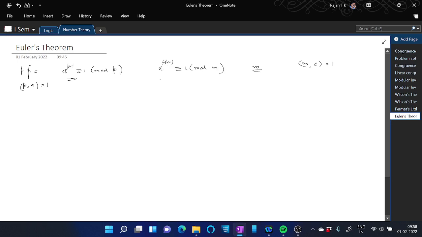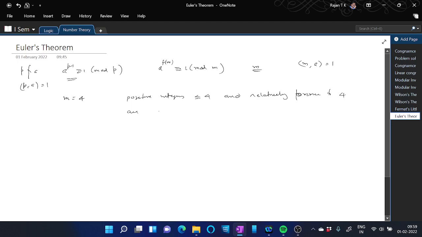So before going to the theorem, let us make certain observations by taking some numbers like M equal to 4, M equal to 9, 12, etc. Let M equal to 4 first. Then our aim is to find such a number Fm such that A raised to Fm is congruent to 1 modulo M. When M equal to 4, we look at the positive integers less than or equal to 4 and relatively prime to 4.